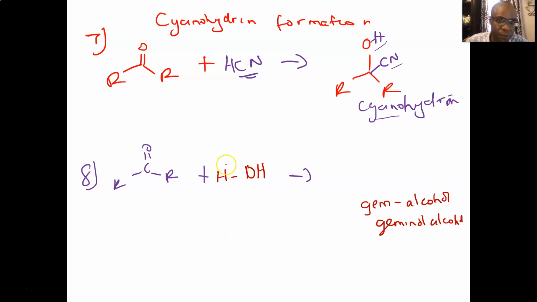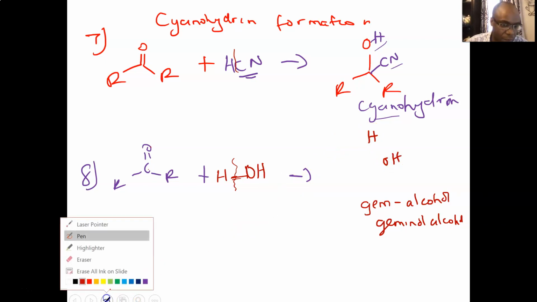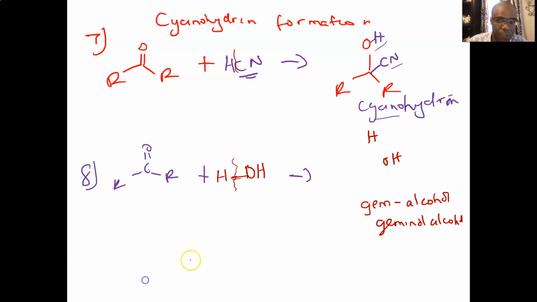So typically, again, like we did a shortcut here, the H is gonna go on that oxygen, the OH will go on that carbon. So I'm just going to give you that shortcut to quickly identify the product. That's it. H goes to the O, OH goes to the carbon. You get a geminal alcohol.